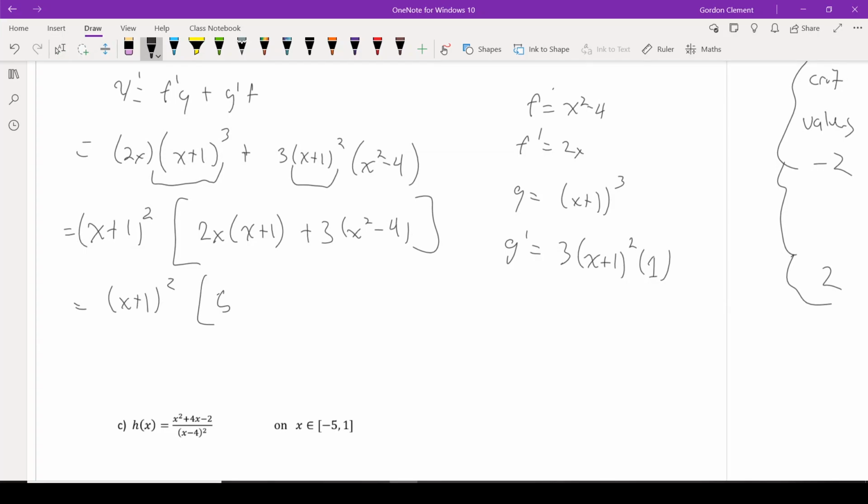So we're going to get 5x squared when I expand everything and combine my like terms. I'm going to get 2x, and I'm going to get minus 12.